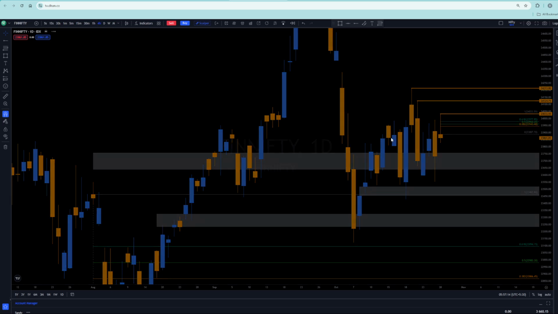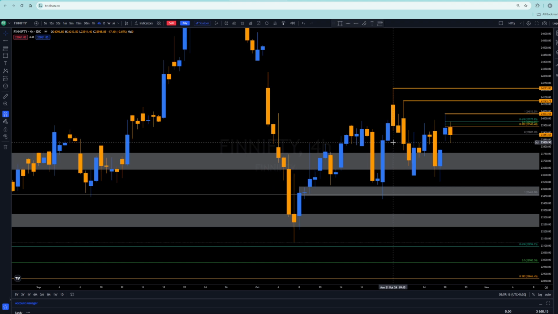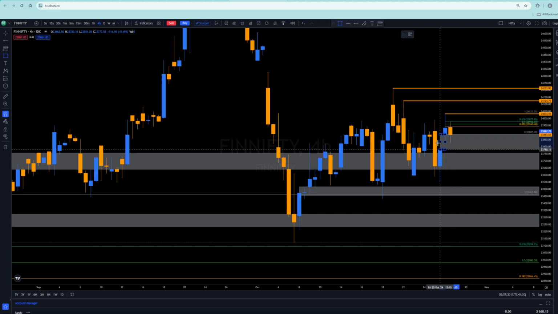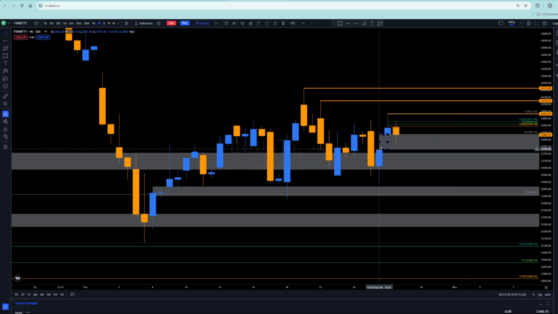Okay, let's look at 4 hours. 4 hours has this clear gap on volume imbalance. But I'll focus on this, the volume imbalance. And then we have a clear gap which is pending. There's no trading that happened in that region.